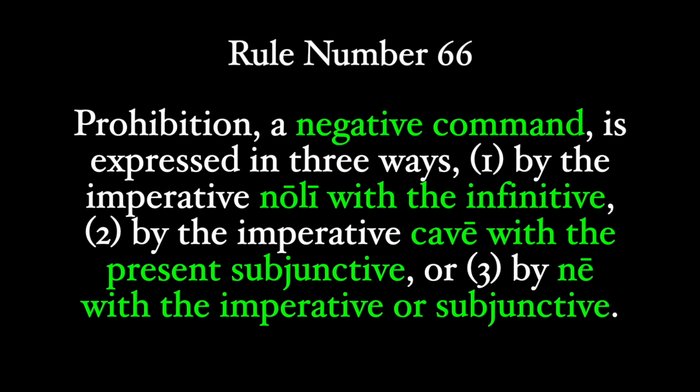Rule number 66. Prohibition, a negative command, is expressed in three ways. 1, by the imperative nōli with the infinitive. 2, by the imperative cavete with the present subjunctive. Or 3, by ne with the imperative or subjunctive.